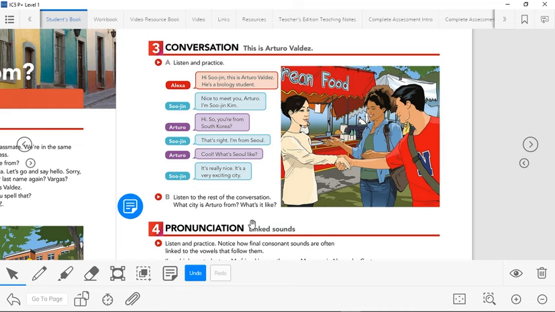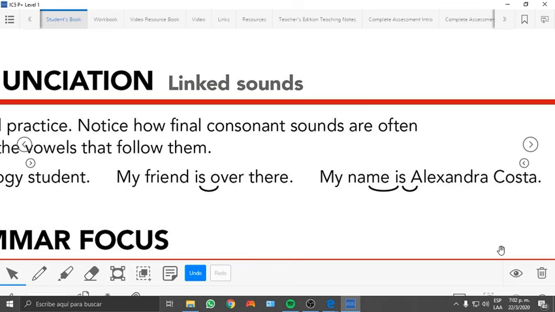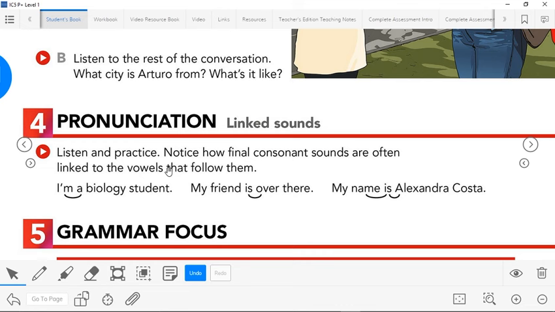We have the linked sounds. Okay? You know that in English, we want to speak as fast as possible and also be able to be understood by other people. And for that, we try to connect two different words together to speak faster. For example, here we're connecting a final consonant sound with a vowel sound. Instead of saying, "I'm a biology student," they say it linked together.